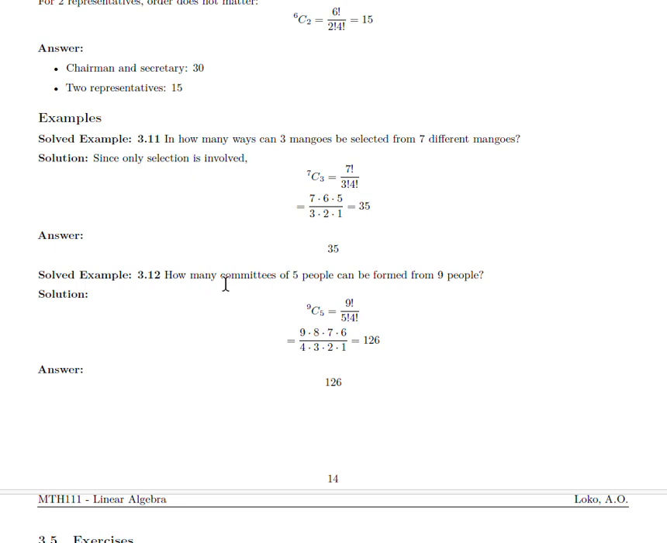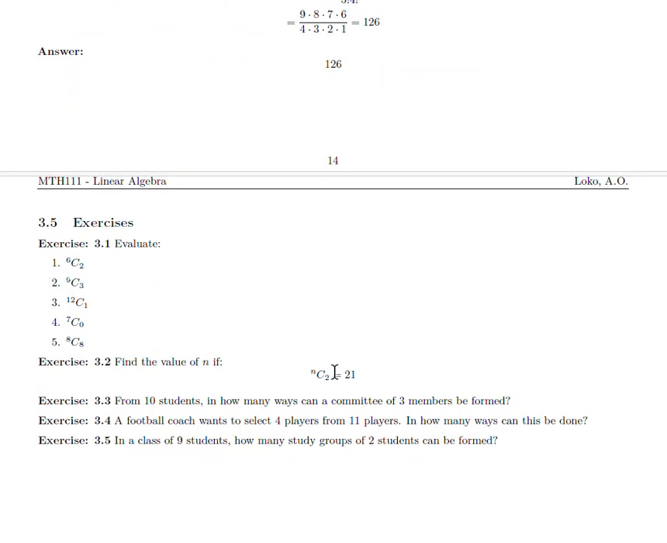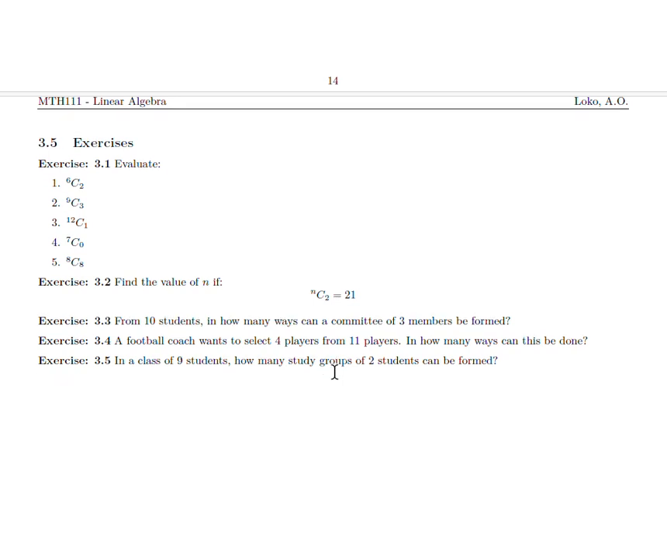And next, how many committees of 5 people can be formed from 9 people? Order does not matter here as well. The 5 people are arbitrary, they are not defined, and so you can just pick randomly. So in how many ways can we do that random selection? It is 126. That's 9 combination 5. So we have exercises here as well that you can practice.